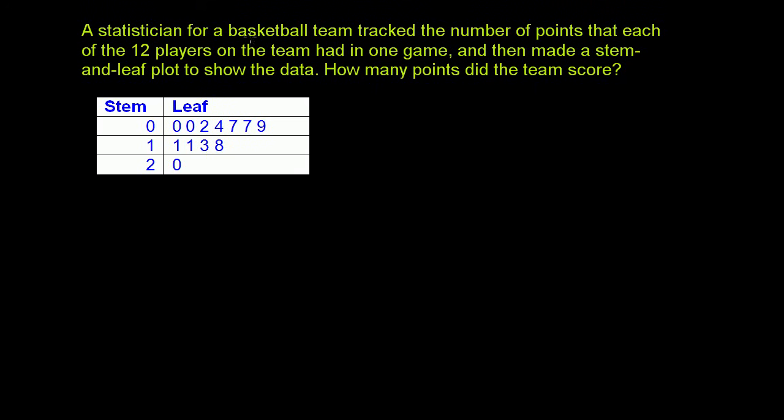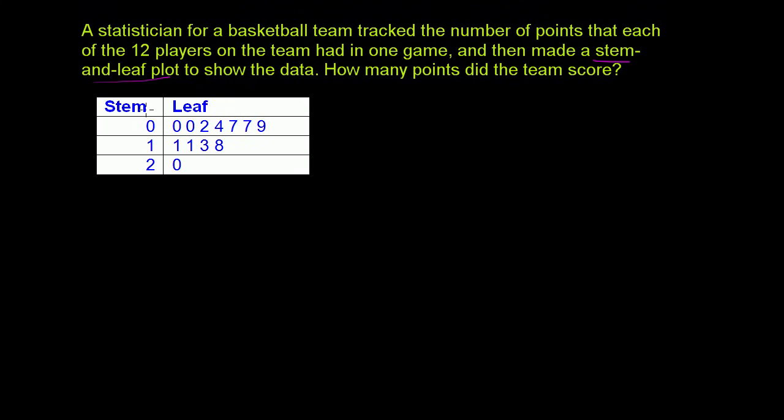A statistician for a basketball team tracked the number of points that each of the 12 players on the team had in one game, and then made a stem and leaf plot to show the data. Sometimes it's called a stemplot. How many points did the team score?